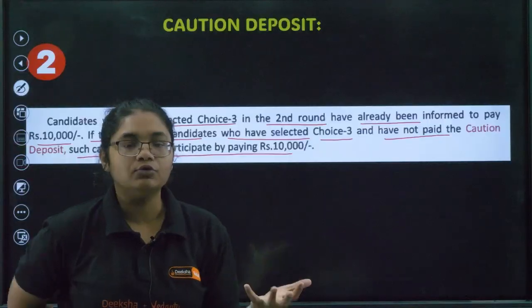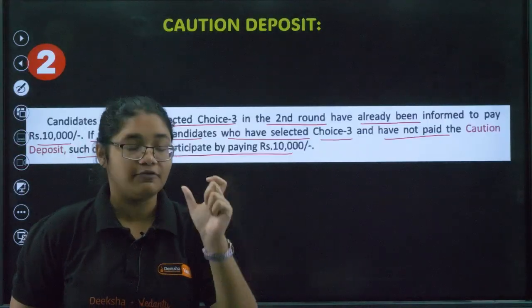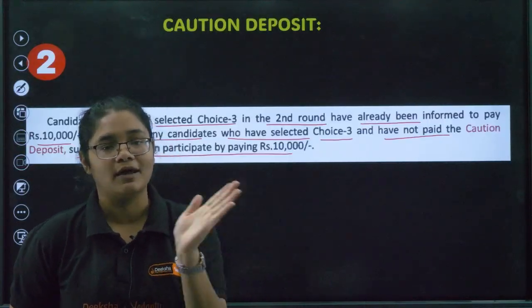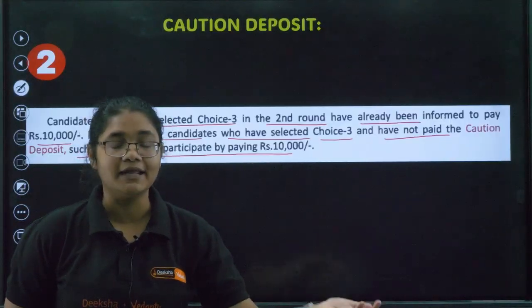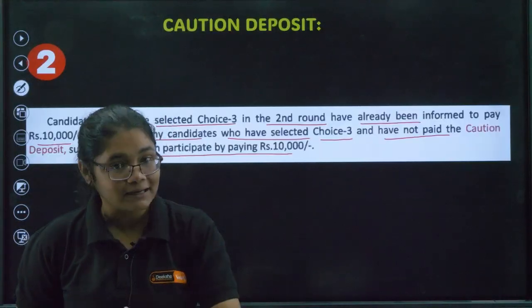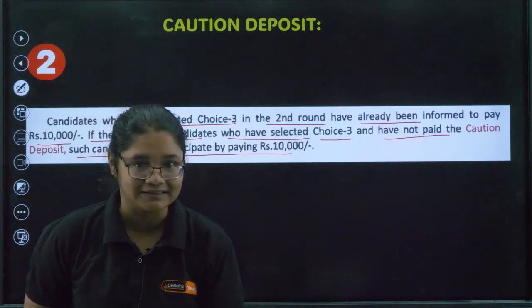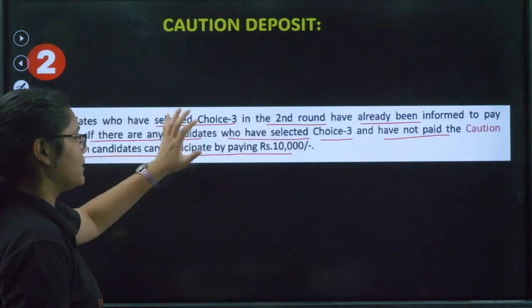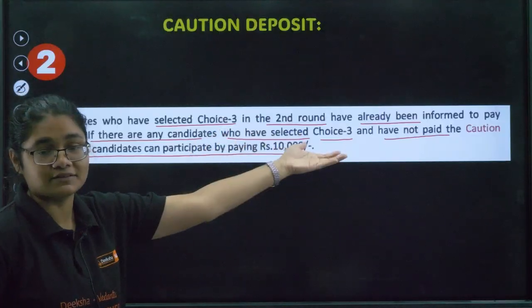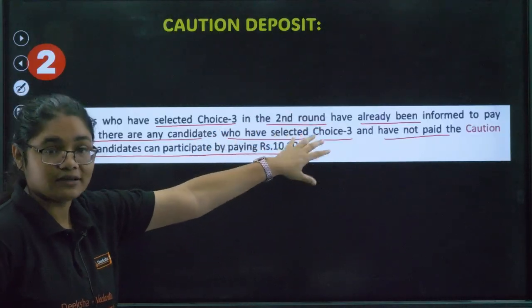So you know, in round 2 there was an option for selecting, if you are selecting choice 3 in round 2, then you have to pay the caution deposit. If you have paid, then definitely you are participating. But if you have not paid, you can still pay at this point of time and participate. And the last date of payment is again 8th of September. Okay, you can pay 10,000 rupees and can participate in round 3. This is for choice 3 candidates.